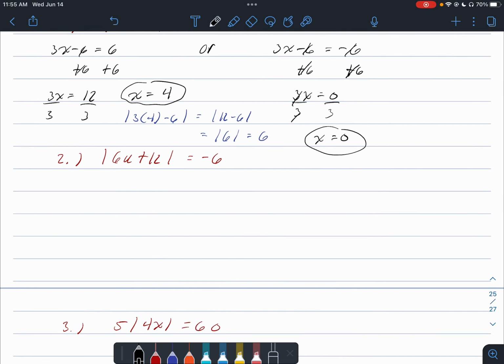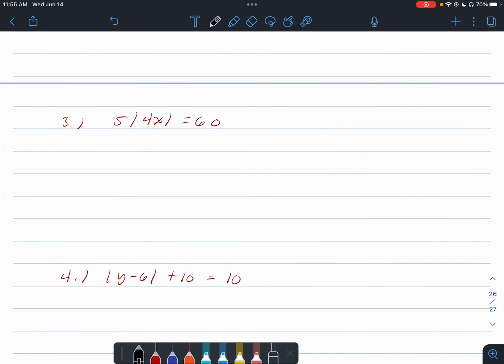Now let's consider the absolute value of 6u plus 12 equals negative 6. Right away, we can say this is going to have no solution. We don't have to do anything else with it. This is because you have an absolute value expression on the left-hand side set equal to some negative number. There's no way we can manipulate this to make it make sense. So we know right away there's no solution here.